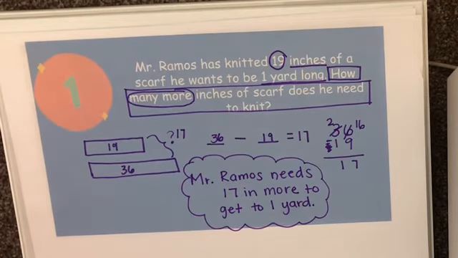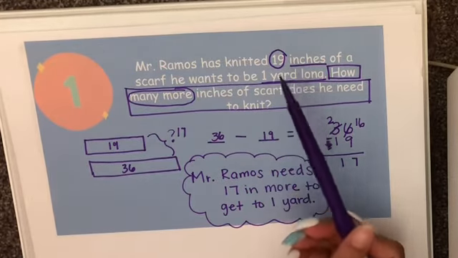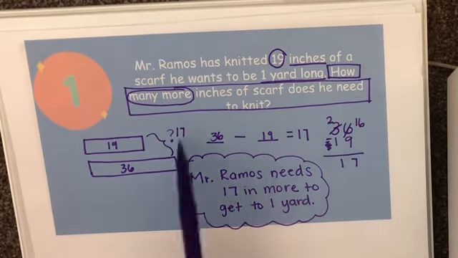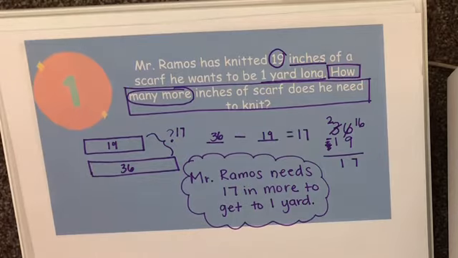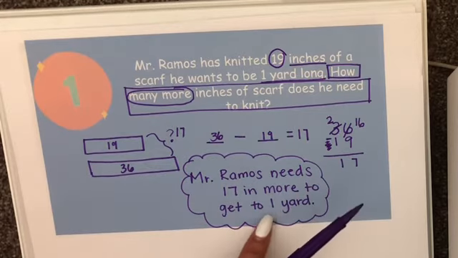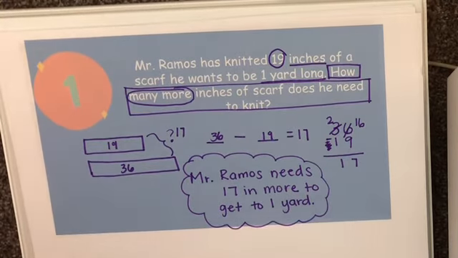Okay, now let me just double check. I annotated, so step 1, I annotated, check. Step 2, I came up with my number sentence, check. Step 3, I showed all my work and came up with a statement. So again, step 1 is annotate your question. 2, come up with a number sentence to go along with your word problem. And 3, show all your work and write down a statement or a sentence when you are done.